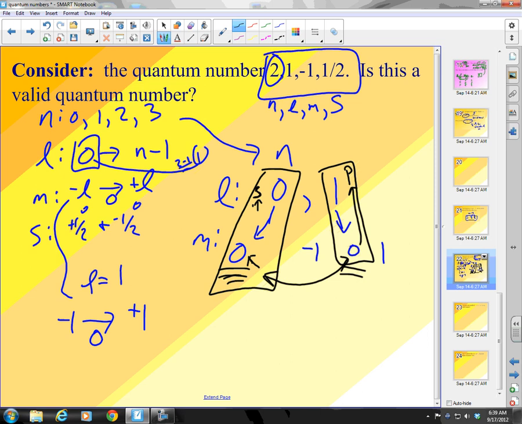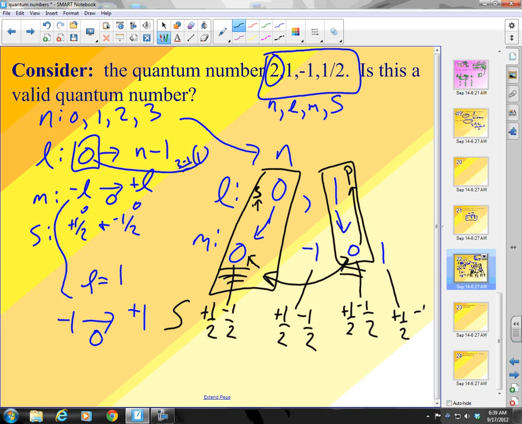Good. So now we add our s's. I have a 0 here. How many s's do I need? I need a plus 1/2 and a minus 1/2. I have a minus 1 here. How many s's does it need? A plus 1/2 and a minus 1/2. I have a 0 here, plus 1/2, minus 1/2. I have another m here, plus 1/2 and minus 1/2.